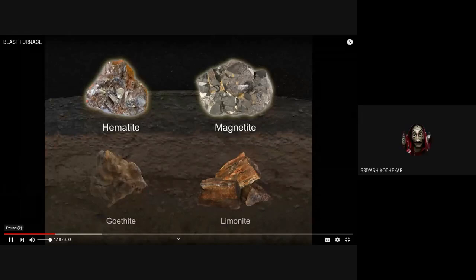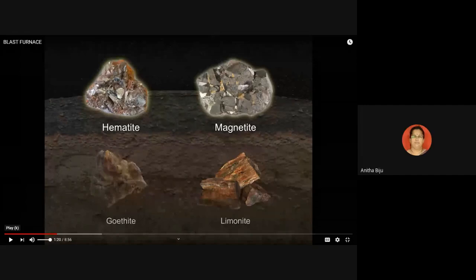Ores are obtained from the earth by mining, and iron is extracted from them. Any doubt? Okay. Who has a doubt? Shreyash, ask. Ma'am, then what is siderite? Siderite.